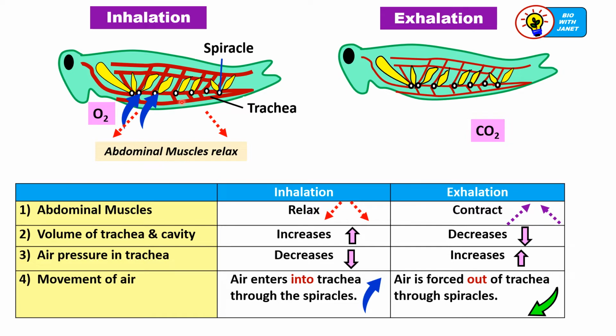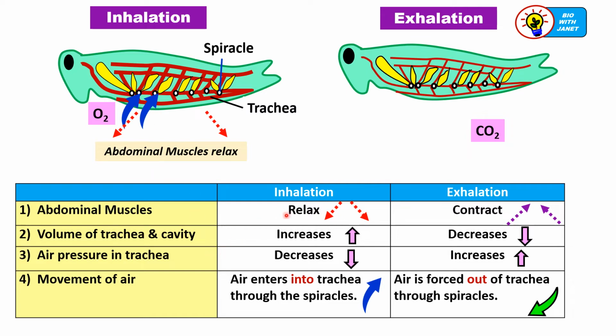So this will cause the volume of the trachea and the body cavity to increase, but then the air pressure in the trachea will decrease, because air pressure is inversely proportional to volume. Thus, the air pressure in the trachea will be lower than the atmospheric air pressure. Thus, air will be pushed from the region of higher air pressure outside into the trachea through the spiracles.